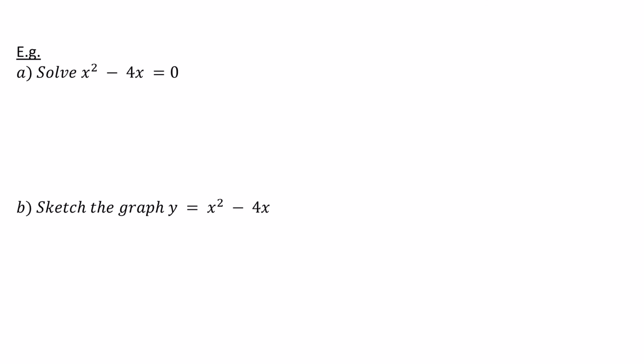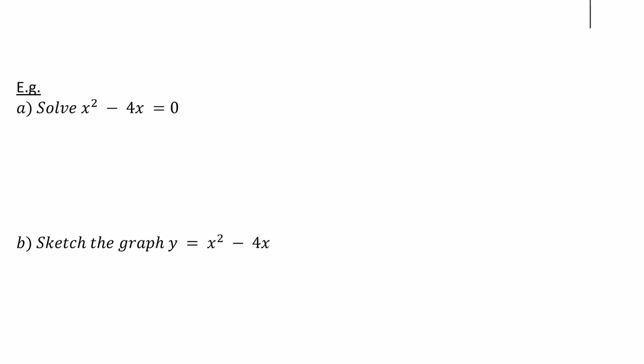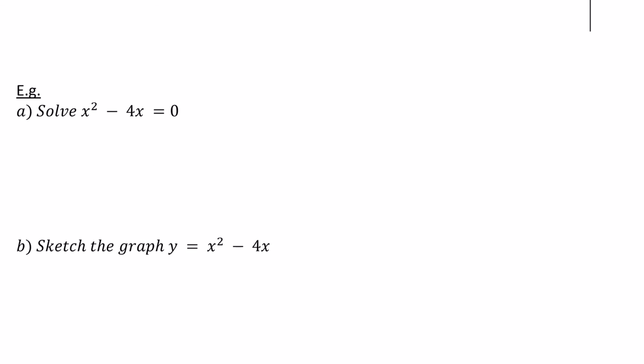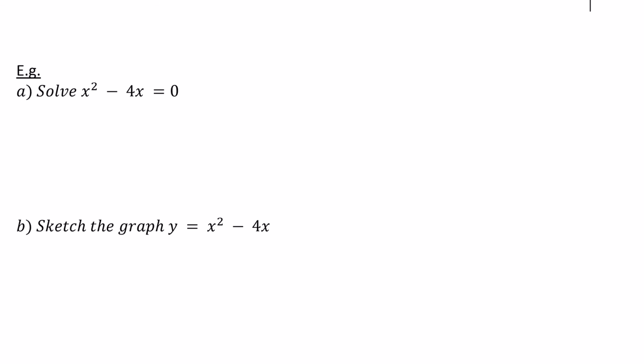Next one. Solve x squared minus 4x equals 0. Now this is not a 3-term quadratic. It doesn't have that last number on its own. This means it's not going to be factorized in a double bracket. It's going to be factorized in a single bracket because it only has x squared and an x term. These are actually much easier because you look for the common factor, and the common factor is x.